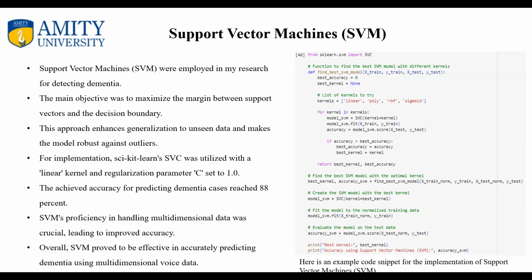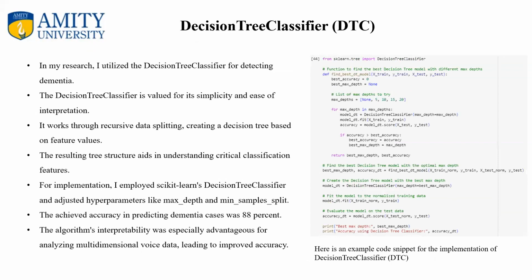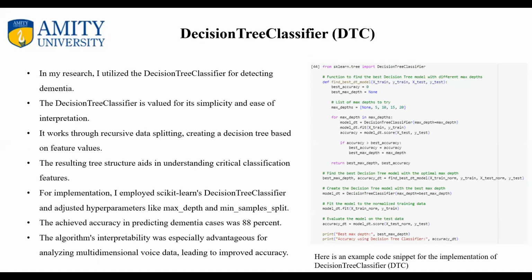Last but not the least is the decision tree classifier. I used the decision tree classifier for precise dementia detection. We appreciate its simple and easily understandable nature. The algorithm employs recursive data splitting based on the feature value to create a decision tree, and the resulting tree structure was valuable in identifying crucial classification features.